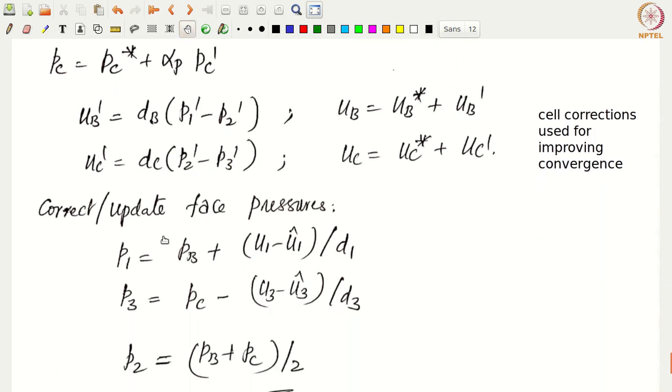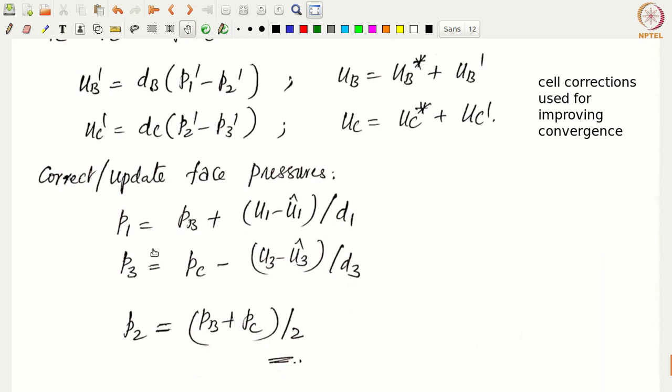Then one more thing that is still remaining to be done is you need to update the boundary pressures. We have calculated the pressure correction on the faces, but we have not updated the pressures on the boundaries. So how do you update the pressures on the boundaries? Again from the momentum equation, if you remember, we had U1 equals U1 hat plus D1 times P1 minus PB. I am recasting it as an equation for pressure on the boundary, that is P1 equals PB plus (U1 minus U1 hat) by D1. So everything is known on the right hand side. The boundary pressure can be updated. So basically these are equations for boundary pressure update.